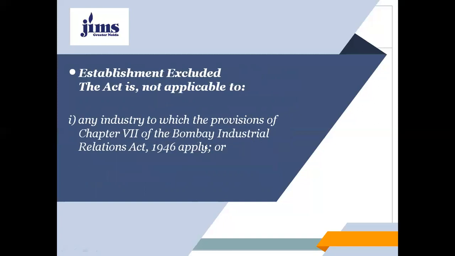And of course, under this Industrial Employment Standing Orders Act 1946, certain establishments are excluded and the act is not applicable to those establishments. What are those? Any industry to which the provisions of Chapter 7 of the Bombay Industrial Relations Act 1946 apply. So these establishments would be excluded, and the Industrial Employment Standing Orders Act will not be applicable to those establishments where Chapter 7 of the Bombay Industrial Relations Act 1946 applies.